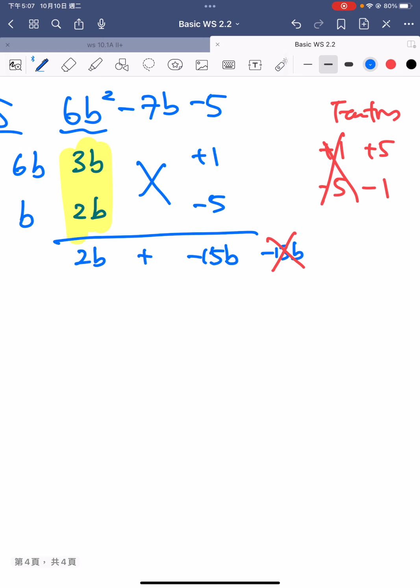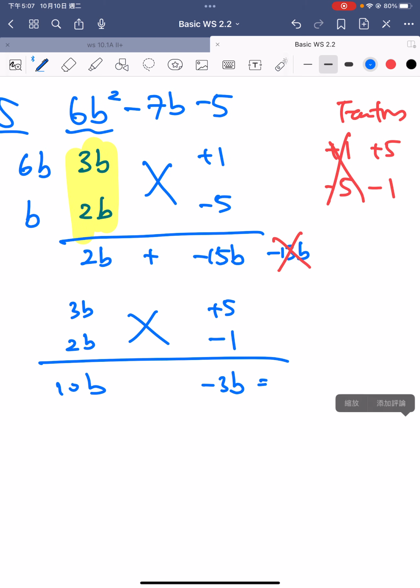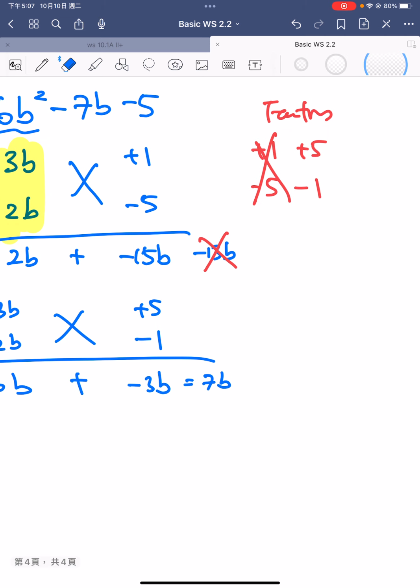We have our 3b and 2b crossed with the positive 5 and negative 1. So this is going to give you negative 3b, and we have 10b here. So 10b minus 3b will give you 7b. It's actually nearly there, but there's something missing, isn't it? Why is there something missing here? Because these two are not the only factors we need to consider. I told you these two things are not the same, so the order actually makes a difference. So we still need to consider the order.